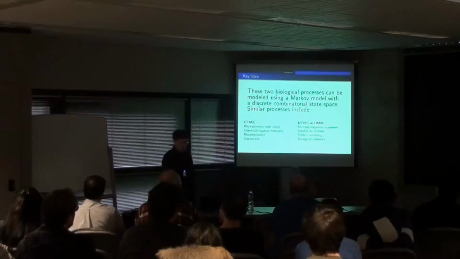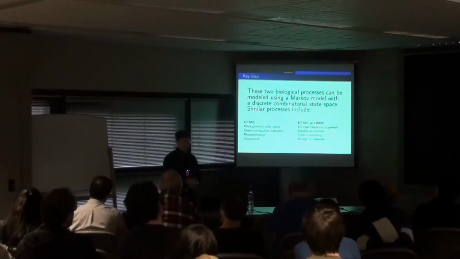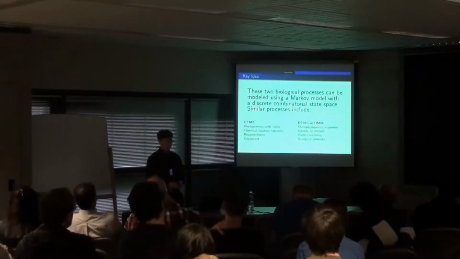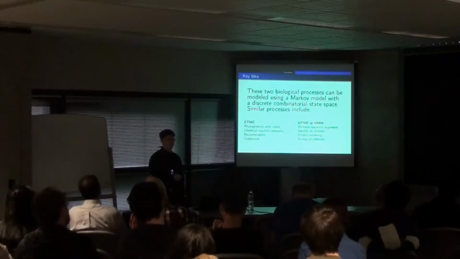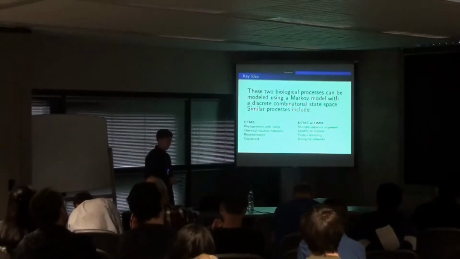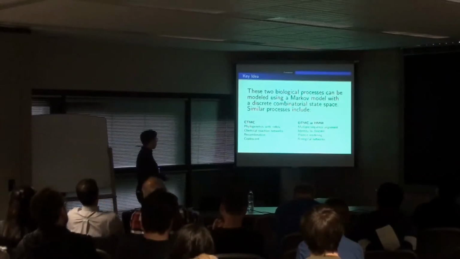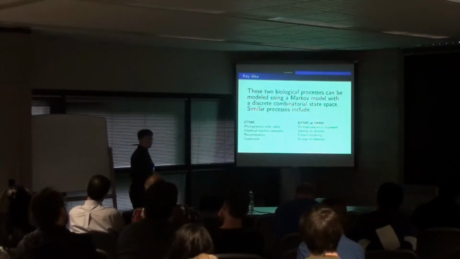Okay, so getting back to the big theme of the talk, I talked about 2 biological processes here that can be modeled using a Markov model having a discrete combinatorial state space. And I think there's many other biological processes that fall in this category. There's also non-biological processes that fall in this category as well, but I'll restrict my focus here to the biological ones. We can look at phylogenetics with indels. We can look at chemistry with chemical reaction networks. We can look closely at recombination processes for the human genome.